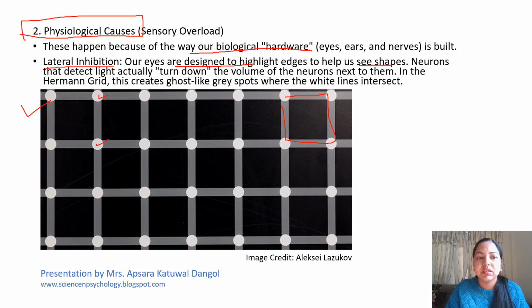Now, what happens? The neurons that detect the light actually turn down the volume of the neurons next to them. So these things intersect. In the Hermann grid, this creates gray spots where the white lines intersect. Wherever the white lines intersect, in that place you will see the gray spot. So this is lateral inhibition.